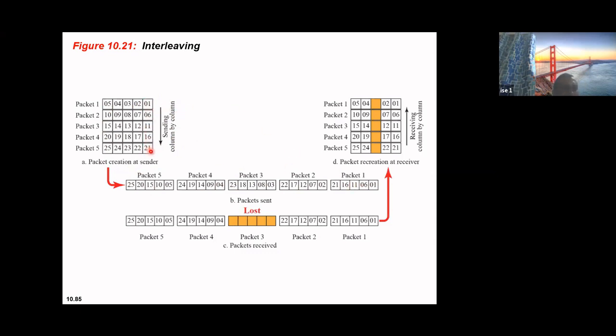So this goes first as first packet. What is that? 0, 1, 6, 11, 16, 21. Have you understood? Then next is 0, 2, 7, 12, 17, 22. This is the value. Then 0, 3, 8, 13, 18, 23. This is the value. Then 0, 4, 9, 14, 19, 24. This is the value. And finally, this is the value.